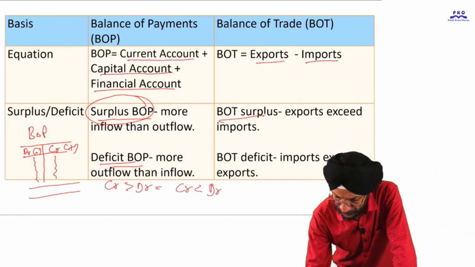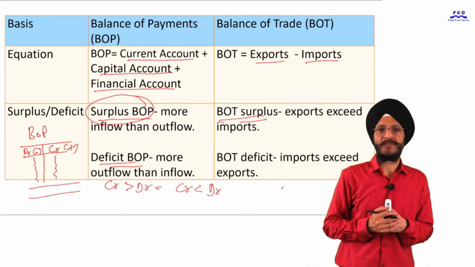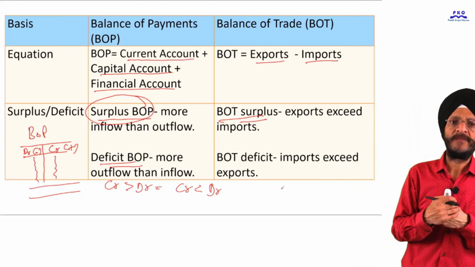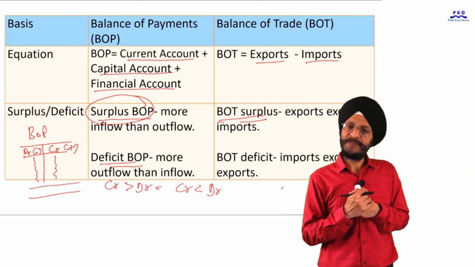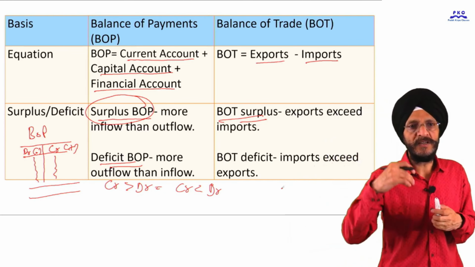BOT is surplus when exports exceed imports, and balance of trade is deficit if exports are less and imports are more.